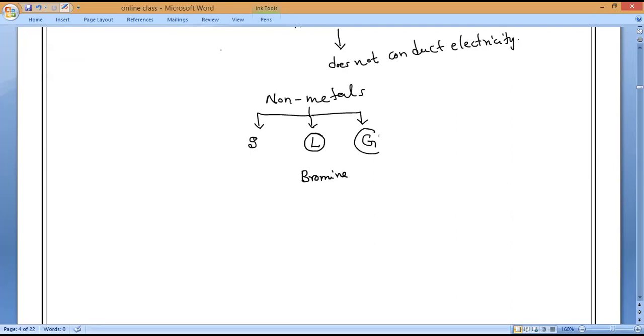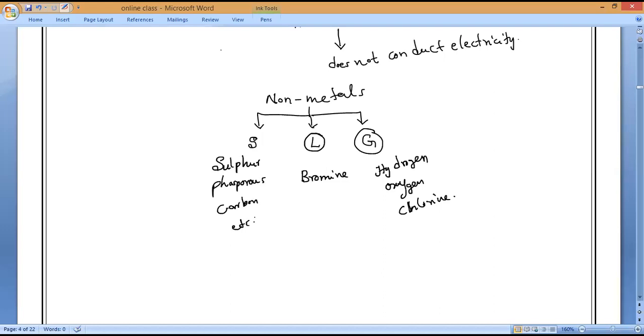If we take gaseous non-metals, can you tell me examples? Hydrogen, oxygen, chlorine, etc. Solids: sulfur, carbon, and phosphorus, etc.